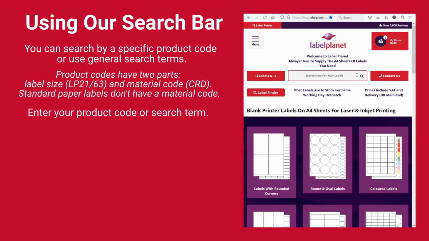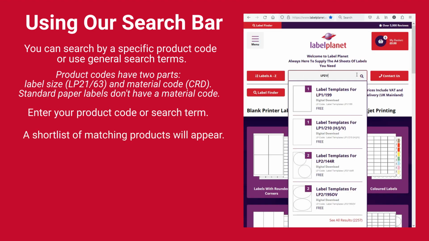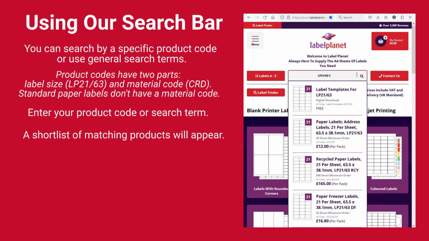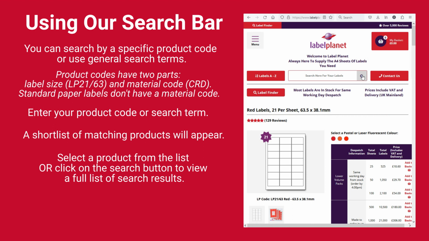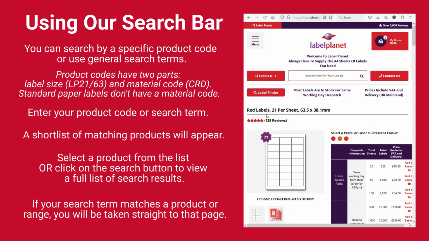Enter your product code or search term. A shortlist of matching products will appear. Select a product from the list, or click on the search button to view a full list of search results. If your search term matches a product or range, you will be taken straight to that page.